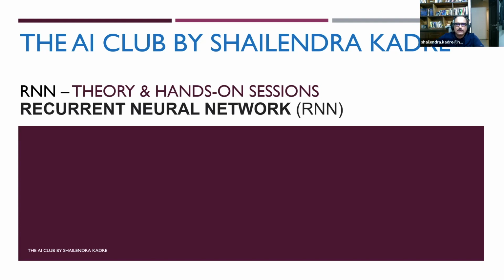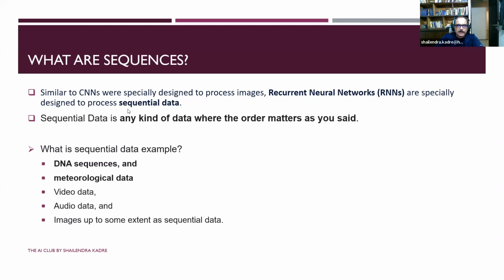Okay, so we start here with RNN. So first of all, what is RNN? RNN stands for recurrent neural networks. As you can imagine by its name, it is something reoccurring. I'll tell you what reoccurs here. Basically, RNN is a specialized neural network which deals with sequences. So what is meant by sequences?